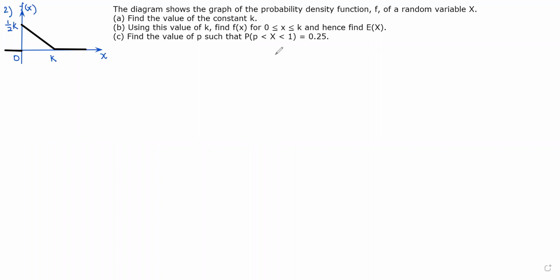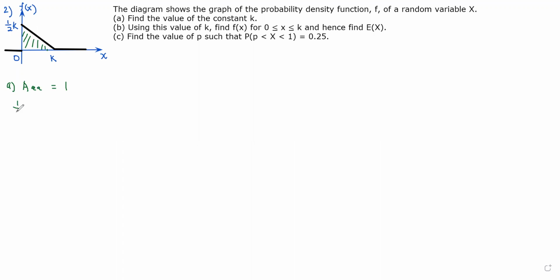The diagram shows the graph of the probability density function f of a random variable x. Part A, we need to find the value of the constant k. The probability density function assumes positive value from 0 to k, and we know that the area under the graph, this part here, equals 1. So the area of the triangle is 1, which is the total probability.